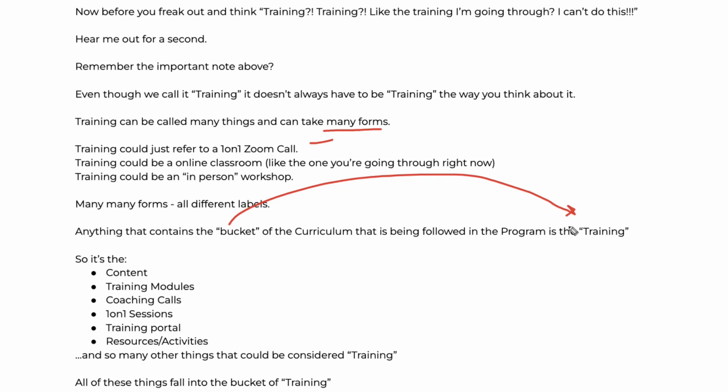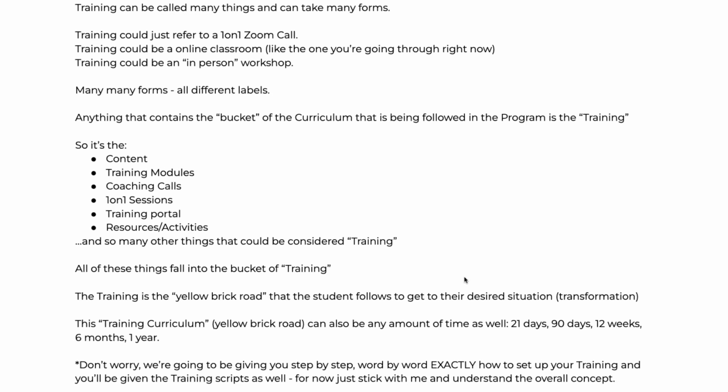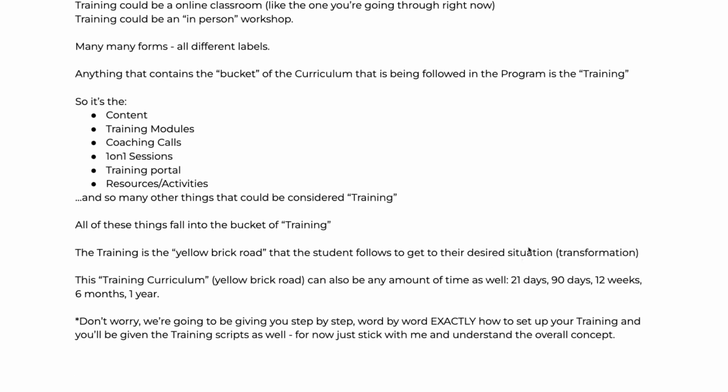And so some of the many things that could be in the bucket of training could be, let's say, the content, the training modules, right? It could be the coaching calls, the one-on-one sessions, the training portal, the resources and activities, so many other things that could be considered training. And so all of these things fall into that bucket of training. And like I just said a second ago, the training is the yellow brick road that the student follows in order for them to get to their desired situation, their transformation.